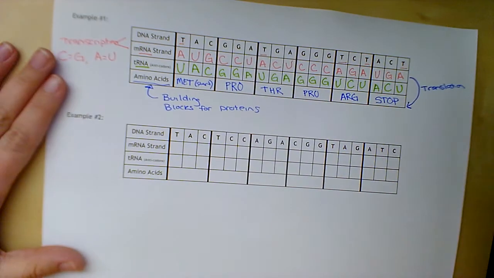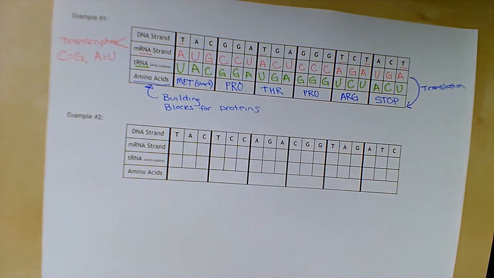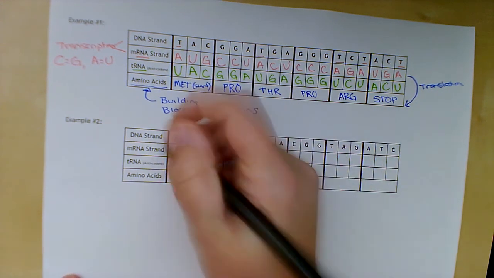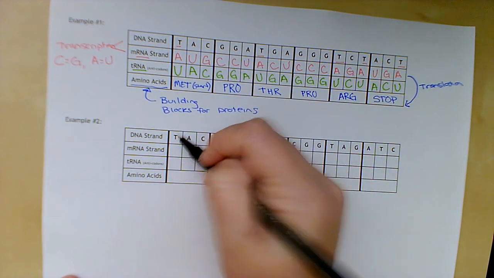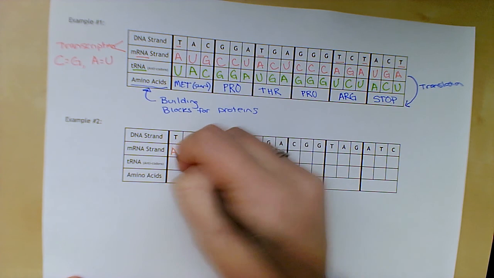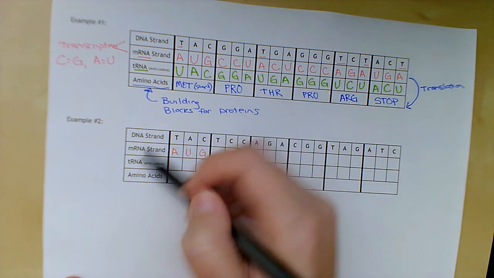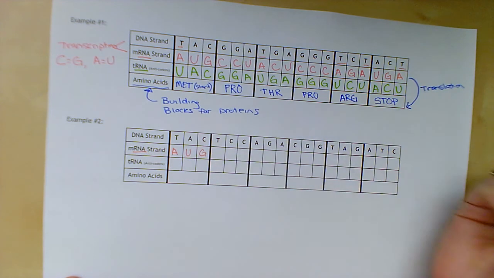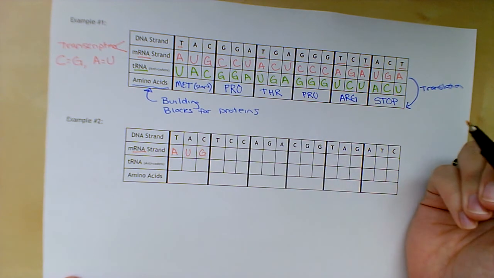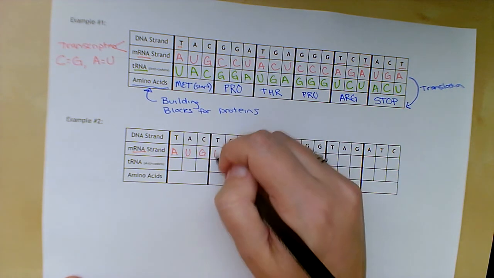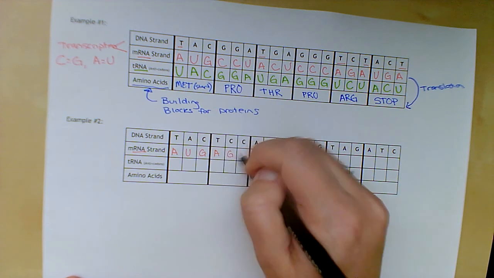Alrighty, so let's do example 2. I'm going to do this one a little bit more quickly just so you can see another example. We're going to start by creating our mRNA strand based off of my DNA strand. So DNA, I have T, it's going to pair with A, A pairs with U, C pairs with G, and remember we're creating mRNA this time. RNA uses U instead of T. And I'm just going to continue on.